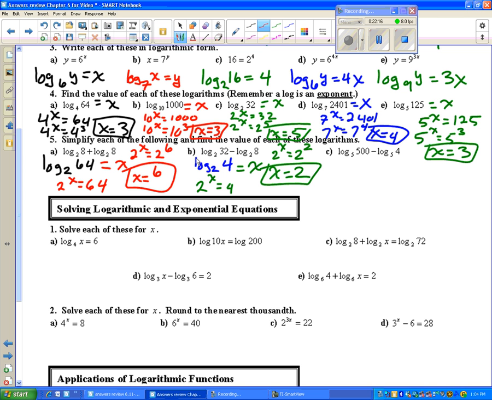And lastly, I'm dividing here. So we say log base 5 of 500 divided by 4 is 500 divided by 4 is 125. Again, I want to simplify, find the solution. So I say it's equal to x, change the log to an exponent. 5 to the x is equal to 125. 125 is 5 to the 3rd power. My bases are the same, so my exponents have to be the same. X is equal to 3.